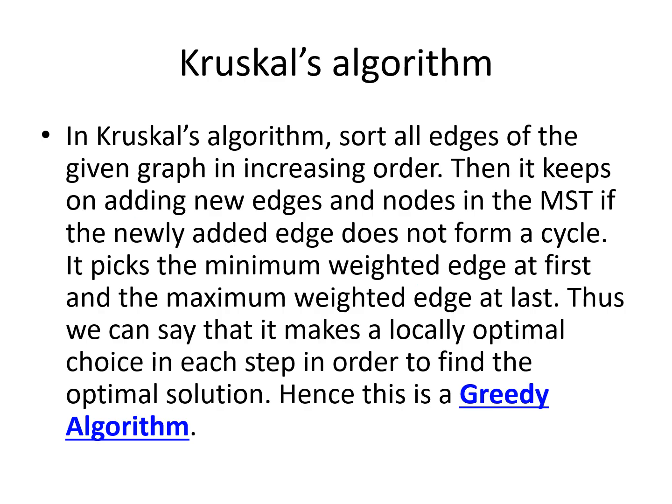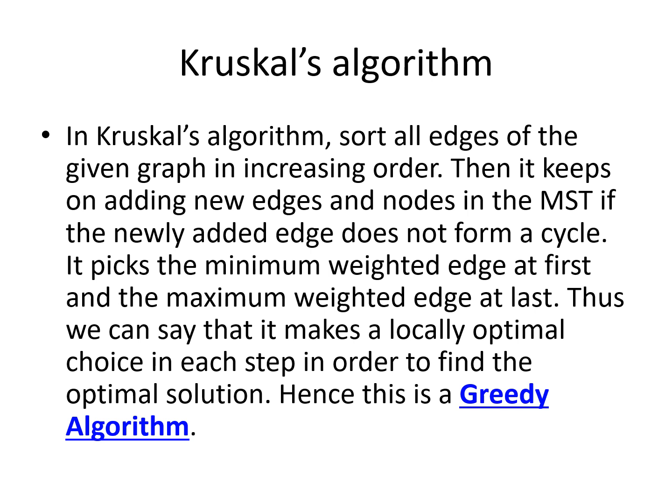Then we see Kruskal's algorithm. In Kruskal's algorithm, sort all edges of the given graph in increasing order. Then it keeps on adding new edges and nodes to the minimum spanning tree if the newly added edge does not form a cycle. It picks the minimum weighted edge first and the maximum weighted edge last. This way, we can say that it makes a locally optimal choice in each step in order to find the optimal solution. It is one of the greedy techniques applied to the algorithm.